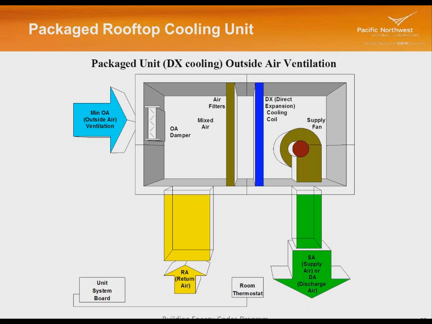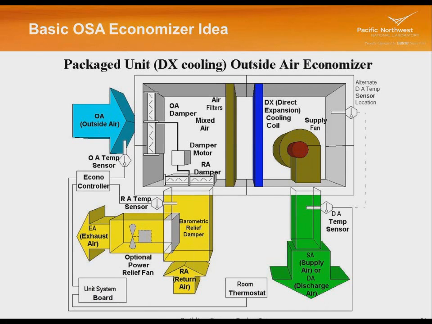Well, let's add an economizer. Gee, life just got more complicated, didn't it? We added a lot more controls. We added a lot more equipment. We've got a bigger outside air damper. We've got a return air damper now. We've got a damper motor that operates those two automatically. That damper motor is connected to an economizer controller. It'll have at least an outside air temperature sensor. It may have an enthalpy sensor as well. We'll talk about that in a minute. It may have a return air sensor.